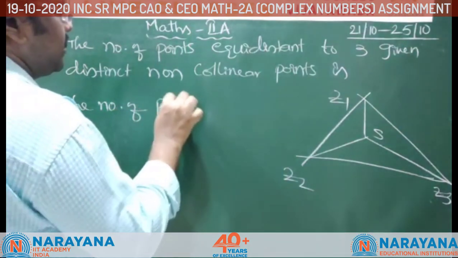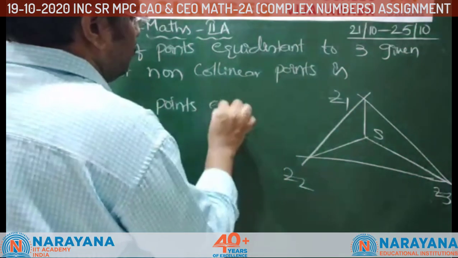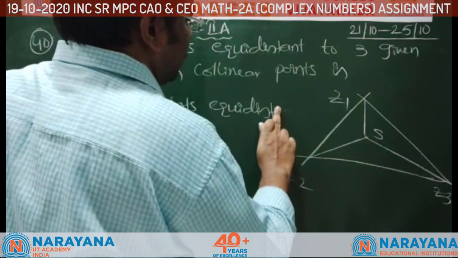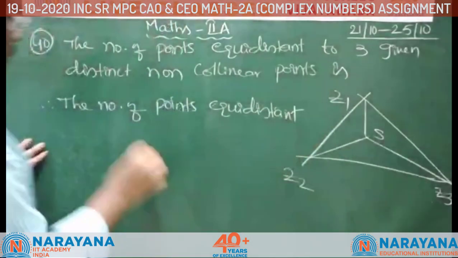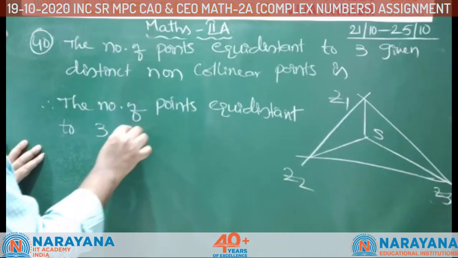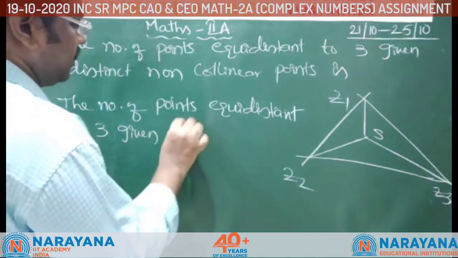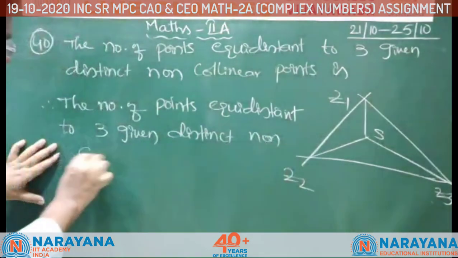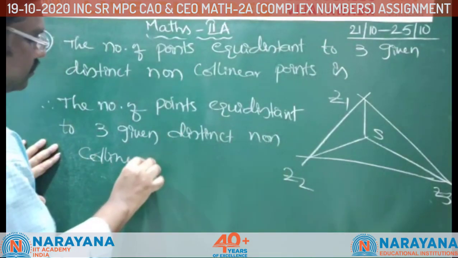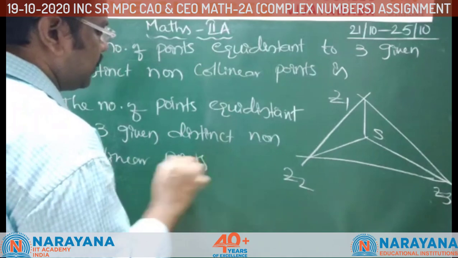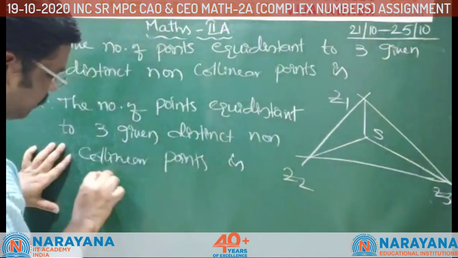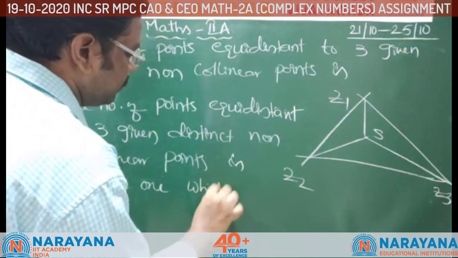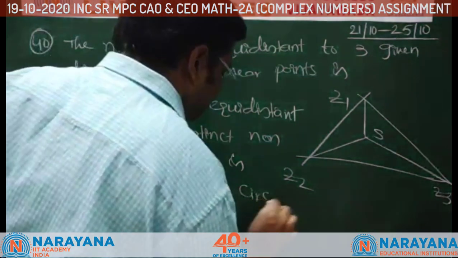Therefore, the number of points equidistant to three given distinct non-collinear points is only one, which is the circumcenter.